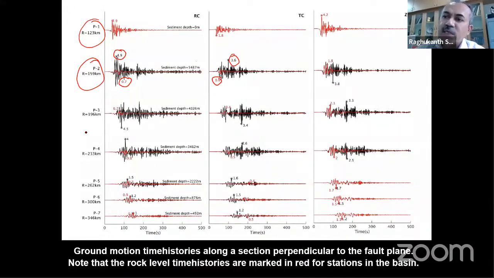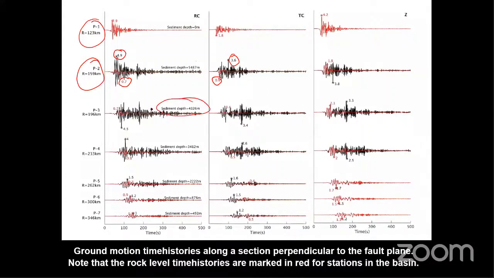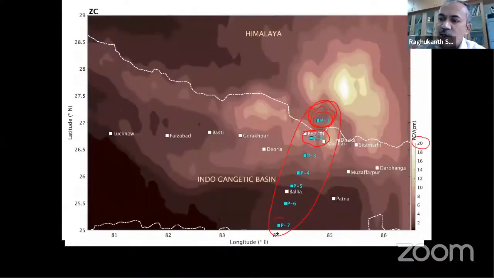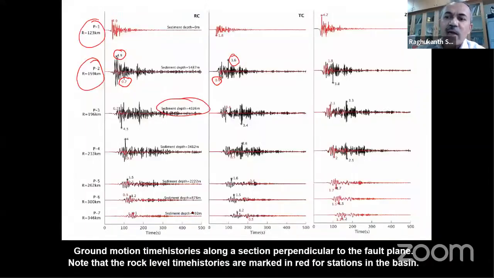Then at the P3 station, the sediment depth is 4 kilometers, and you will see amplifications. And of course the P7 station, if you see, is more or less located in the shield region. The sediment depth is very small, like 500 meters. So more or less we get the same thing, with some small amplification, which decreases. So this is one important thing which we have observed.